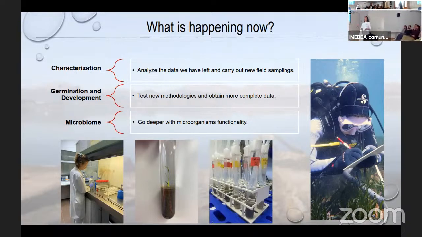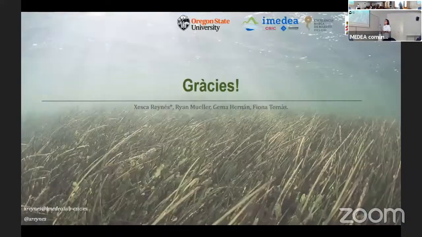And well, what's happening now? Of course, we are analyzing field samples to characterize how the communities are different in the field, but especially we are testing different methods to repeat this experiment with more accurate data in that case.